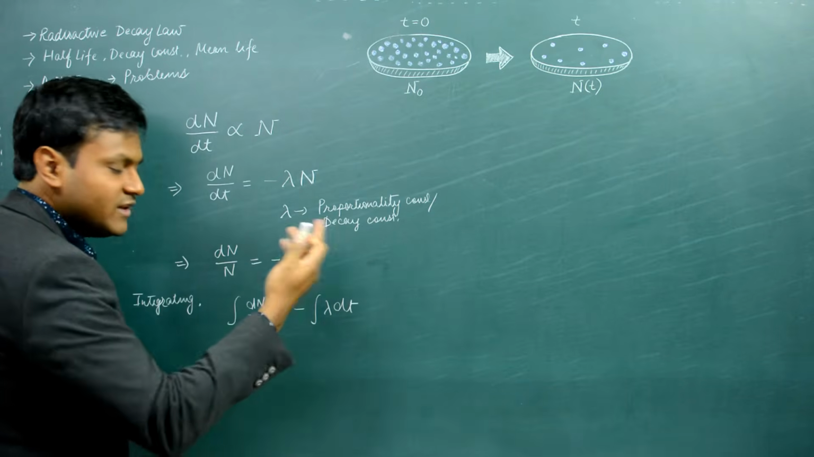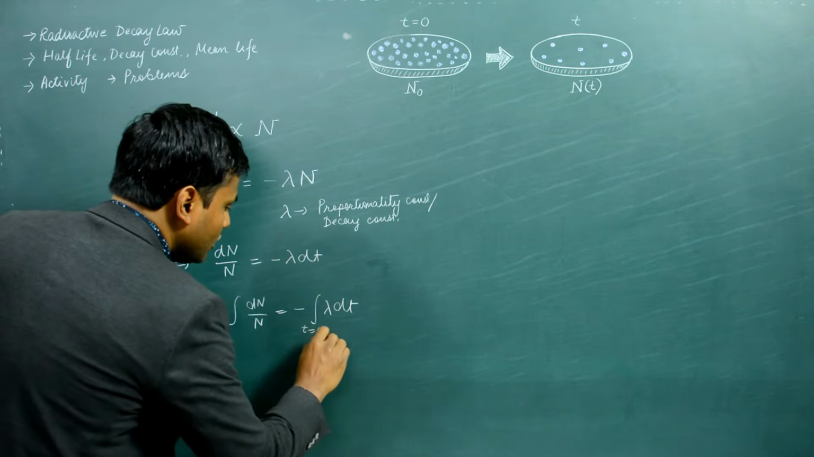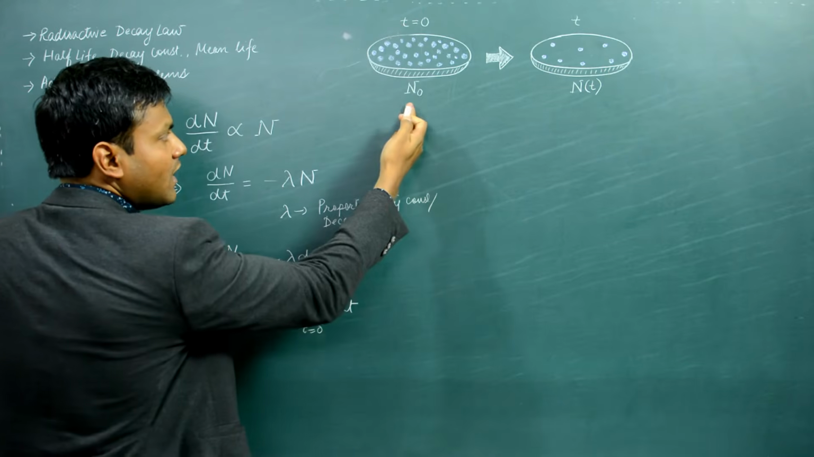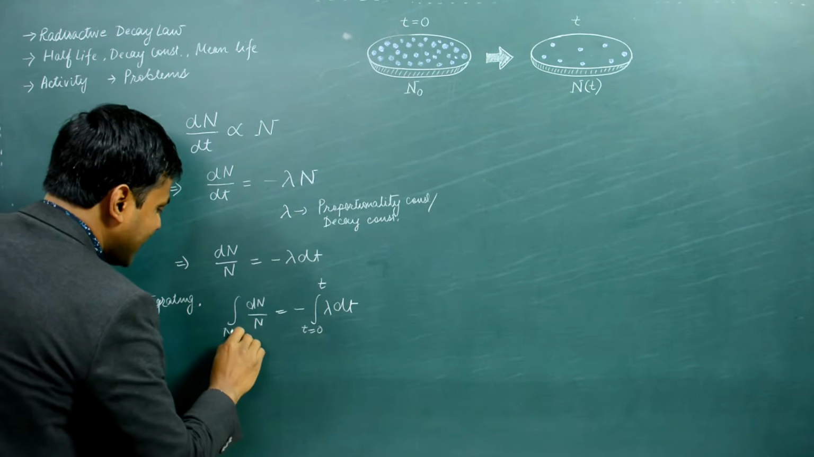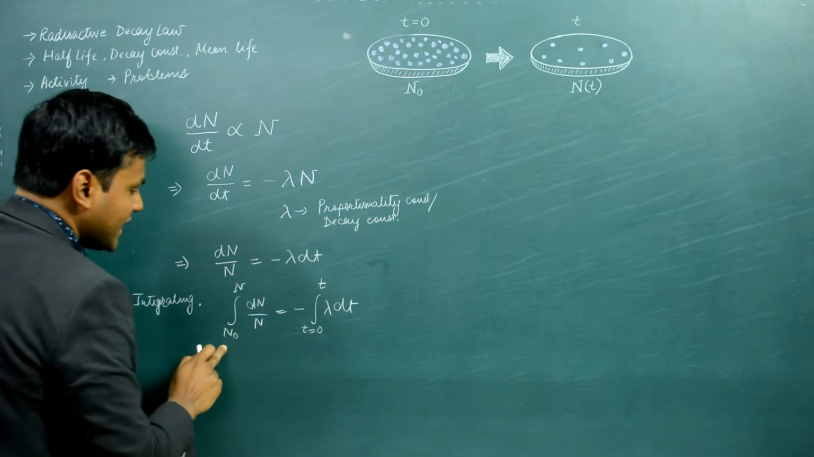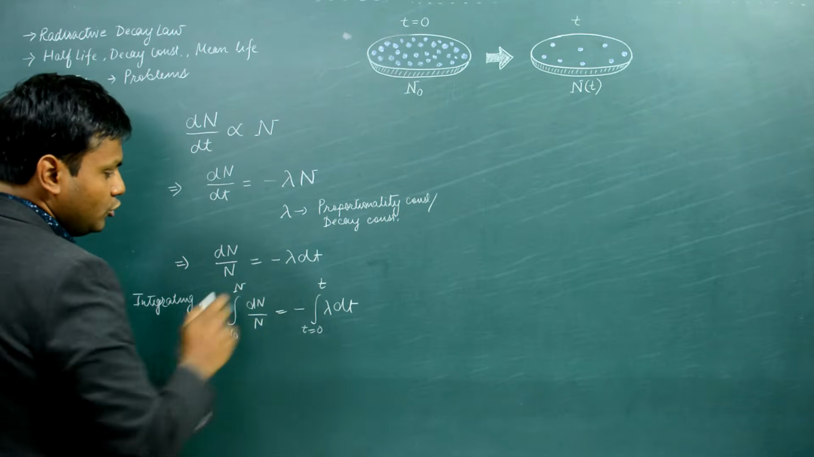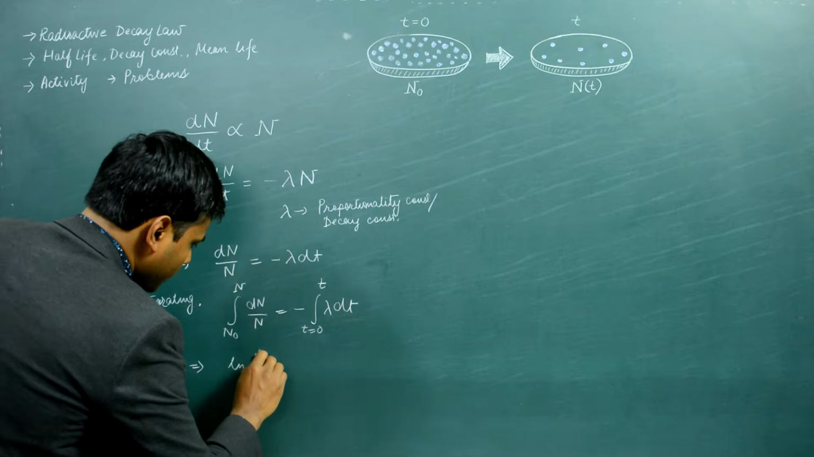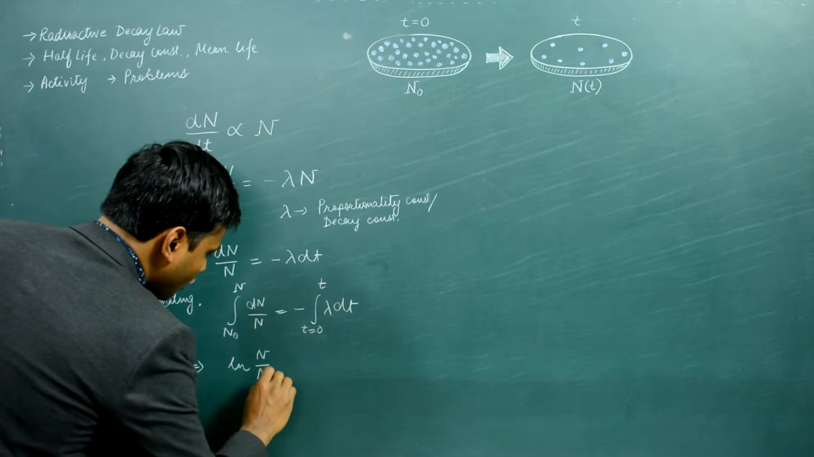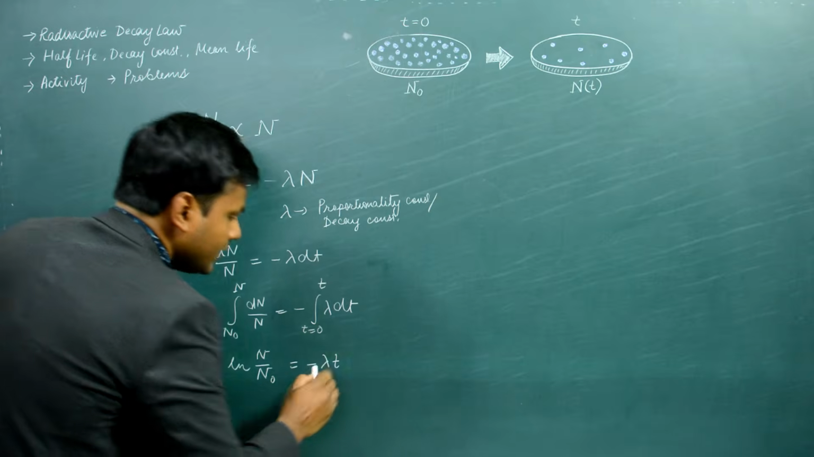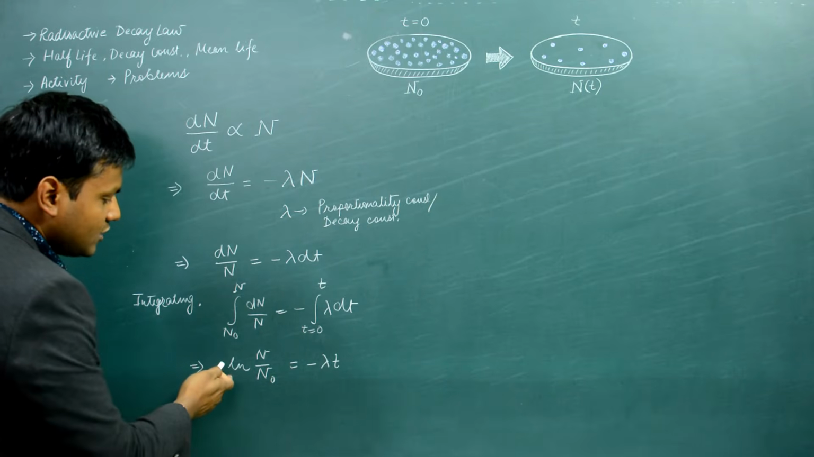So this happens over the time period going from t equals 0 to t. Initially, at time t equals 0, the number of samples was n naught, and after some time has elapsed, the number of samples is n. So I put the limits as n naught to n, and t equals 0 to t. This gets simplified to ln(n/n naught), which is equal to minus lambda t.